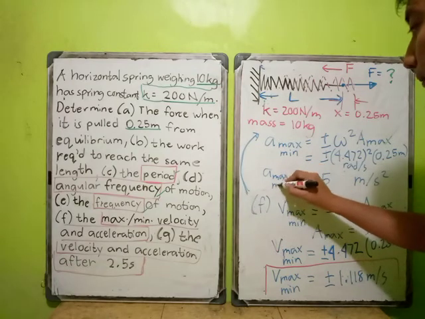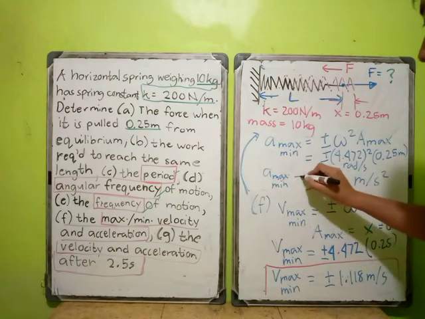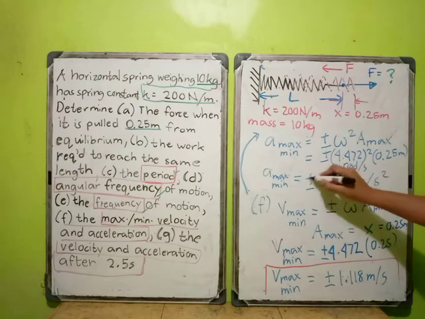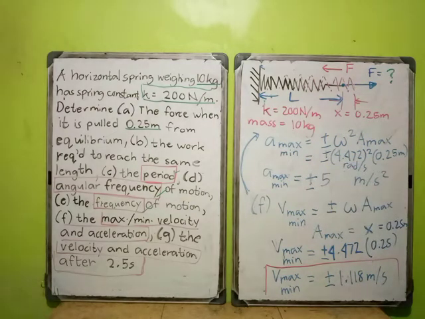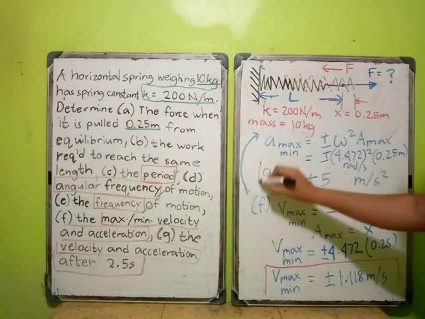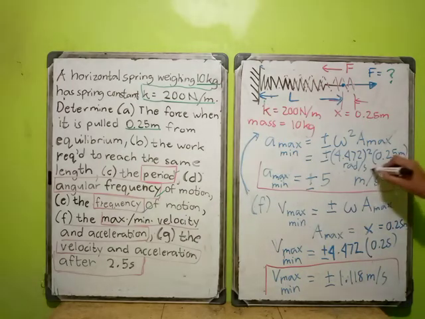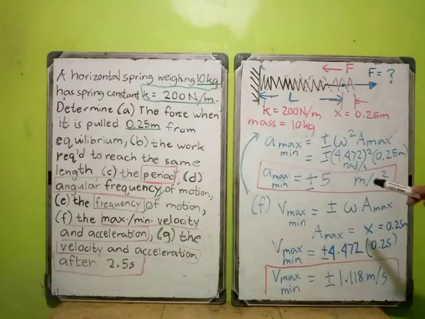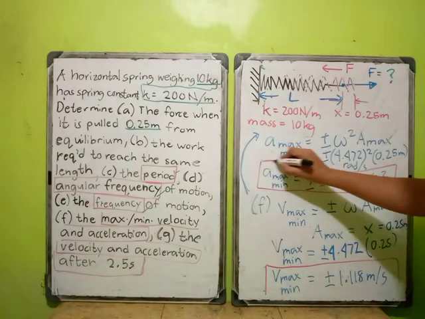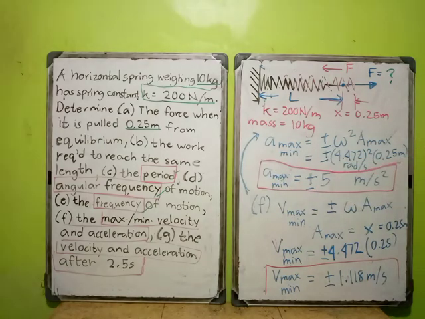Okay, so saan yung maximum at minimum dito? Yung maximum is yung positive, saka yung minimum is negative. Okay, pareho sila ng value, pero magkaiba sila ng sign. Yung isa, pataas, yung isa pababa na acceleration. So, yan yung, okay, so that is our answer for letter F. Okay.